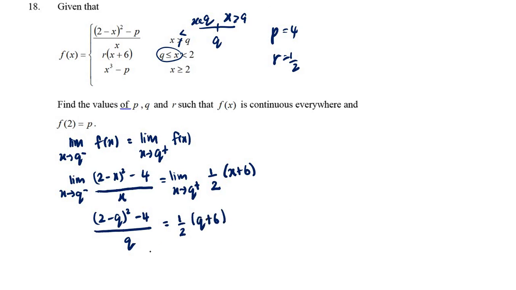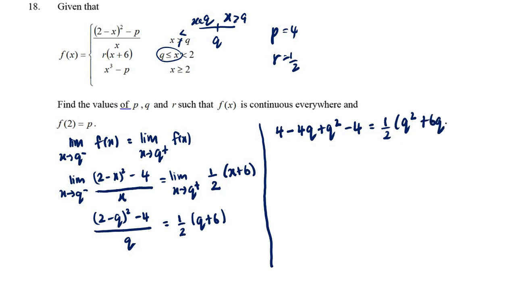So when we simplify this one, we are going to have 4 minus 4q plus q squared minus 4 equals to, take half over here, q squared plus 6q. So if I simplify here, 4 minus 4, then I multiply by 2 to the other side. So I'm going to have here negative 8q plus q squared equals to q squared plus 6q. Okay, so when we have this, we simplify further. So negative 8 plus to the other side, we're going to have over here negative 14.